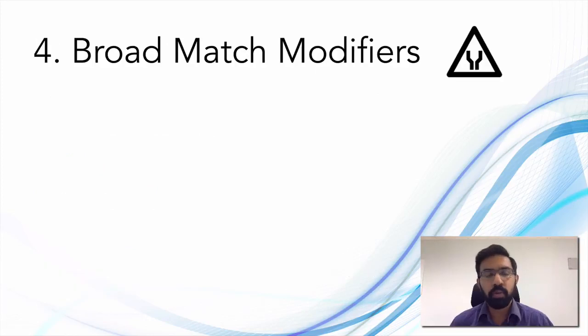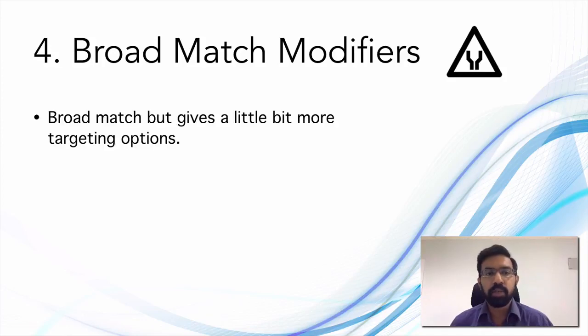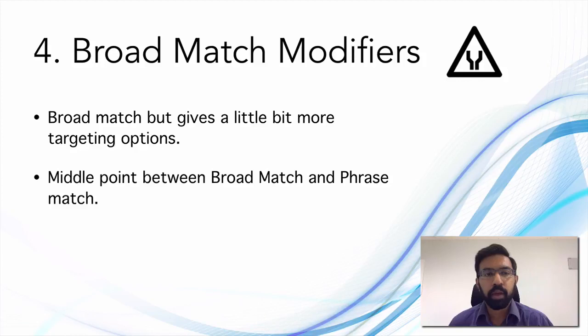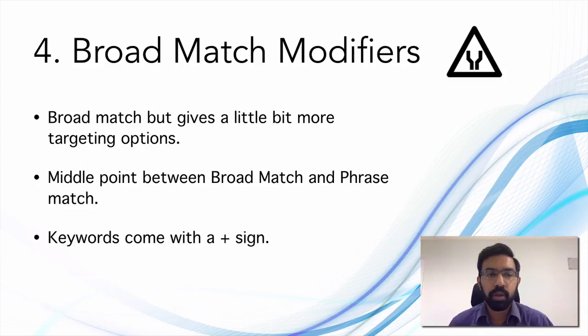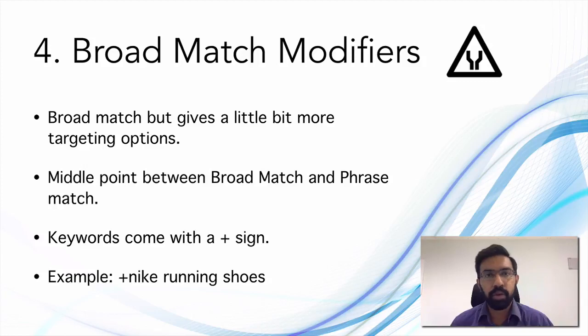Okay, now the fourth type of keyword, this is a little bit tricky, but you will understand it as you start practicing it. So broad match modifier gives a little bit more targeting options than a normal broad match. It's a middle point between broad match and phrase match. You can consider it in terms of targeting, and in terms of refinement, it's somewhere between broad match and phrase match. So keywords come with a plus sign. So example, plus Nike running shoes. If you include this keyword, let's see what happens in the example.